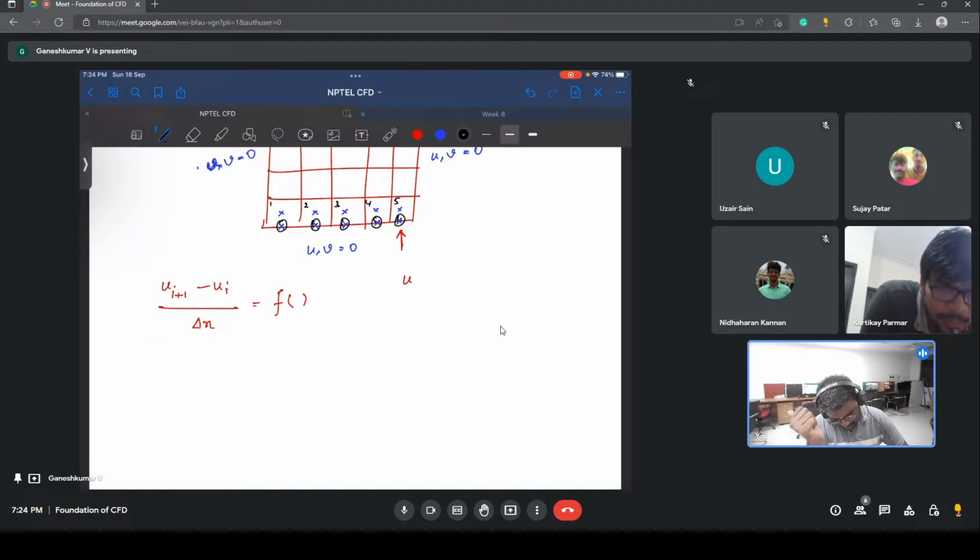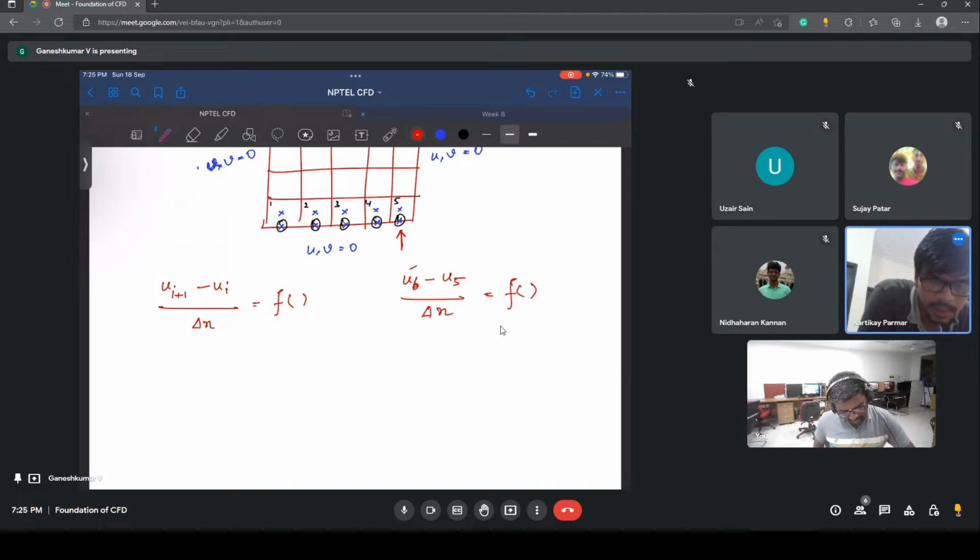So if you want to write the equation for this fifth control volume, how will you write it? It will be (u6 minus u5) divided by delta x equal to some function. But do we have u6 here? No, sir. That's why we have attached a ghost cell. So the easier way is to attach a ghost cell.